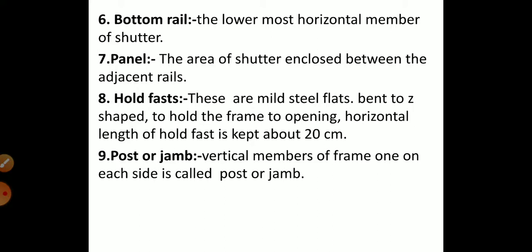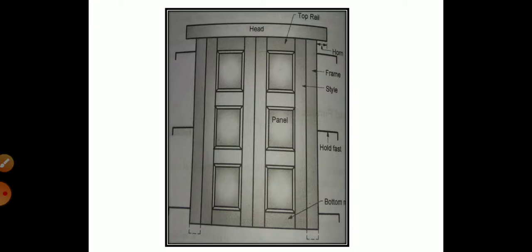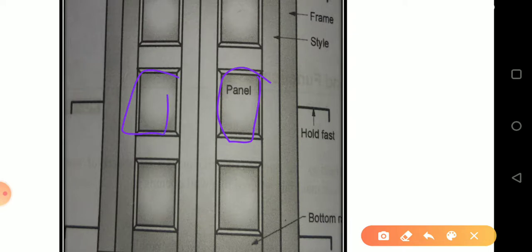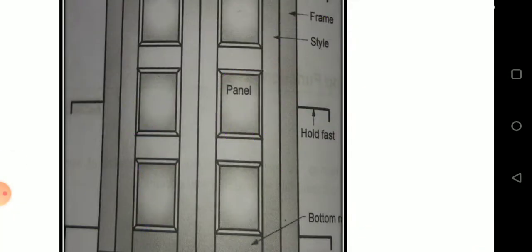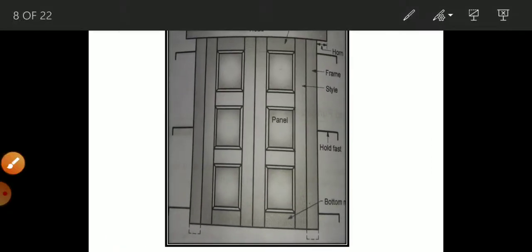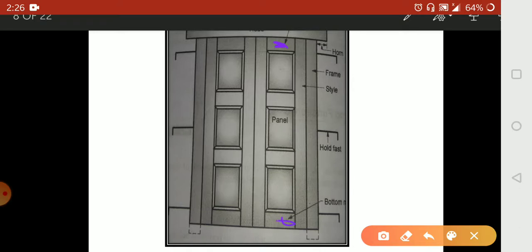Actually, all these technical terms we will see in the next slide. The vertical members of the frame, one on each side, are called the post or the jamb. You can see here, this is called the panel. Here is the panel. This is called the hold fast. This is called the stile. This is called the frame. Then this is the bottom rail, this is the top rail, and this is the bottom rail.